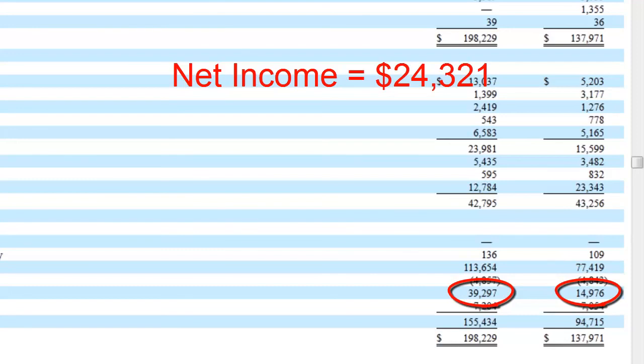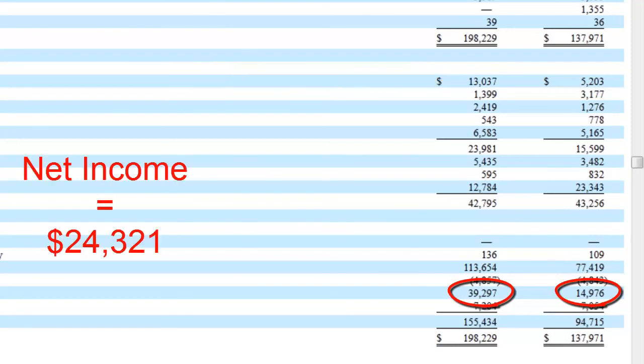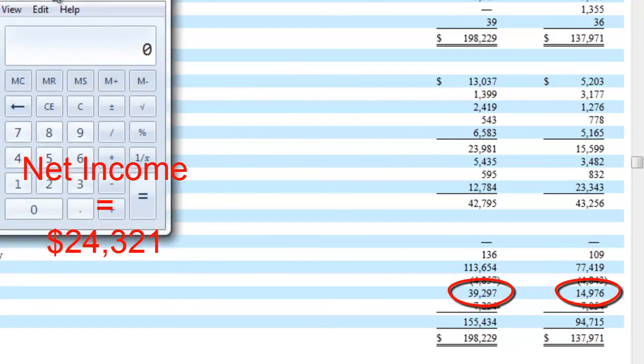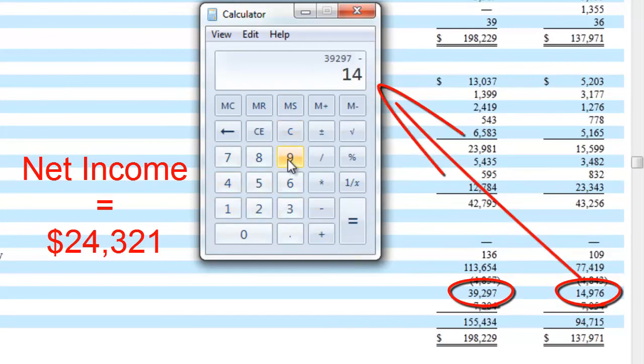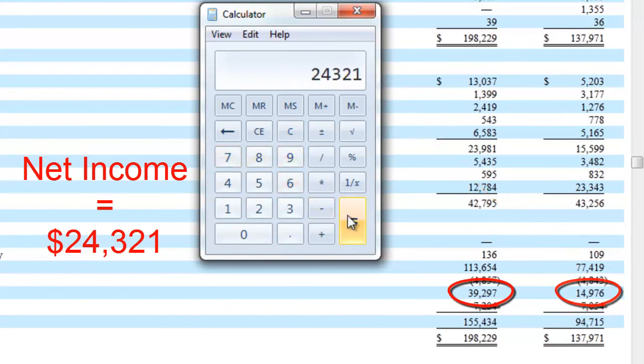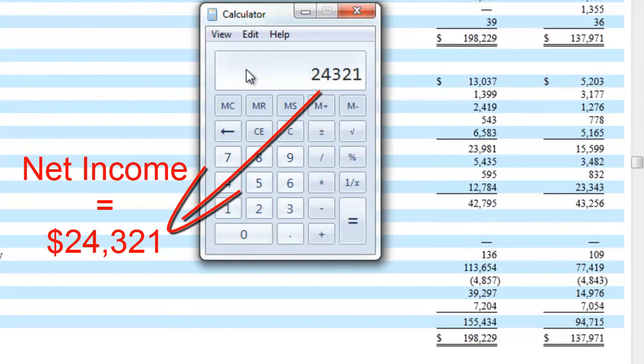Let's calculate how much retained earnings increased. So to do that, we just take the difference between the two. So we'll take 39,297 minus 14,976, and the difference is 24.3 million, which is exactly the net income that we saw on the income statement. In other words, because all of the profits were retained by the company, the entire net income shows up on the balance sheet as the increase in retained earnings.